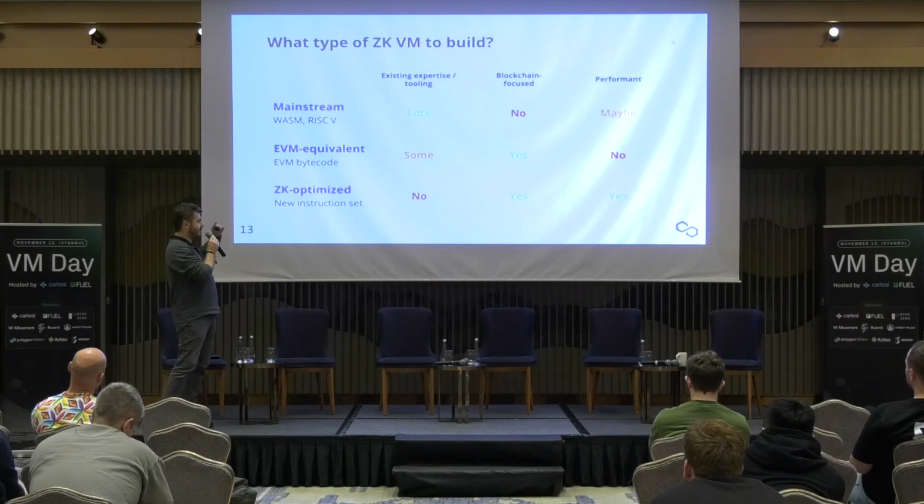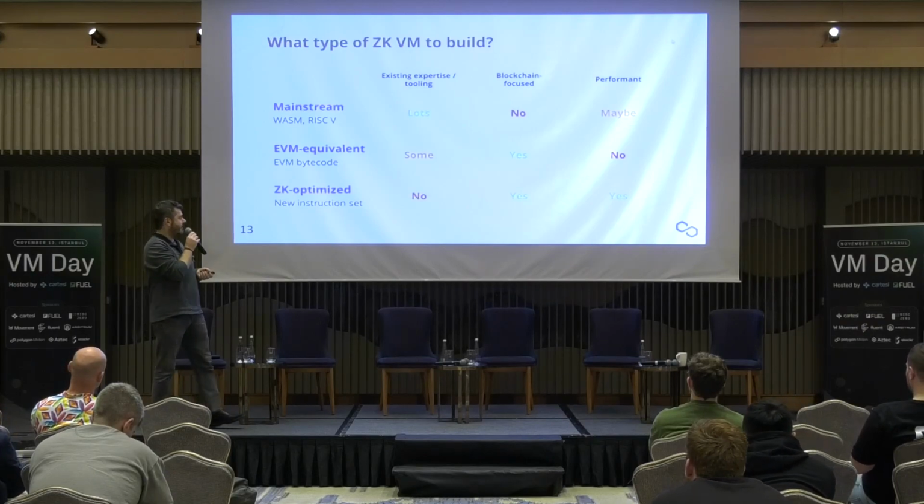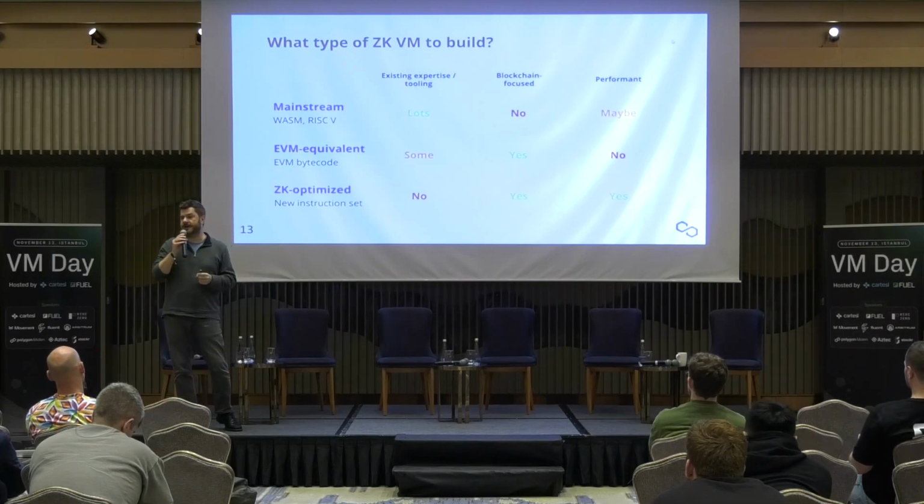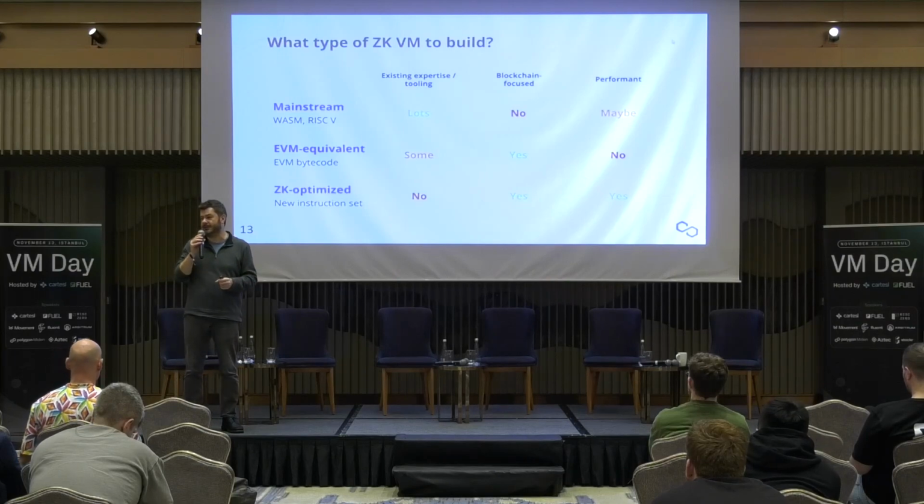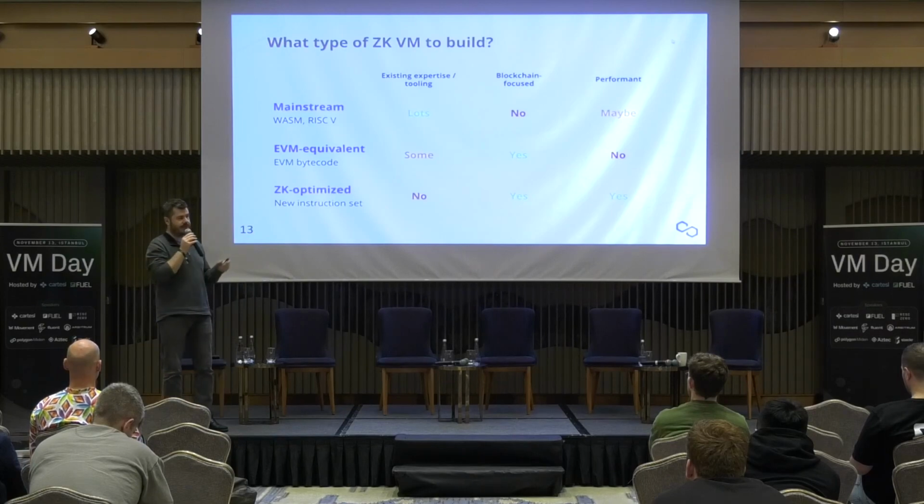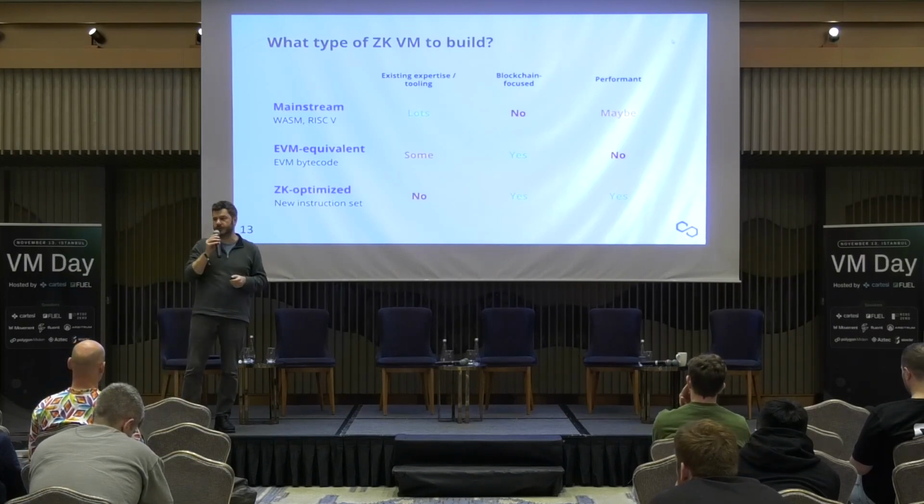And then there's performance, specifically in the context of ZK: how easy it is to generate proofs. For mainstream, it depends on which instruction set you go with. For something like RISC-V, maybe it's more efficient. If you try to do x86, it's going to be very inefficient. RISC-V may be a bit more efficient. WASM is somewhere in the middle, probably. But generally, those instruction sets were not built for ZK friendliness, so it's going to be a bit more costly to generate proofs.